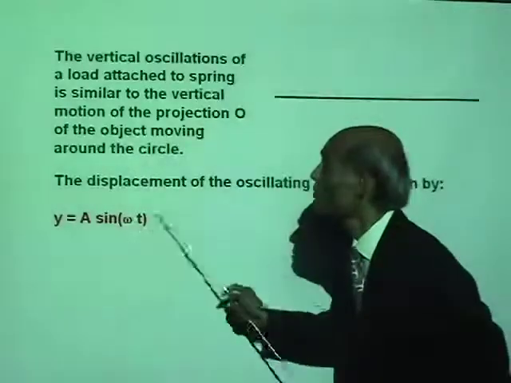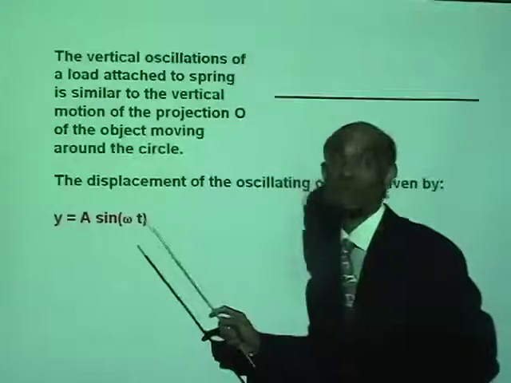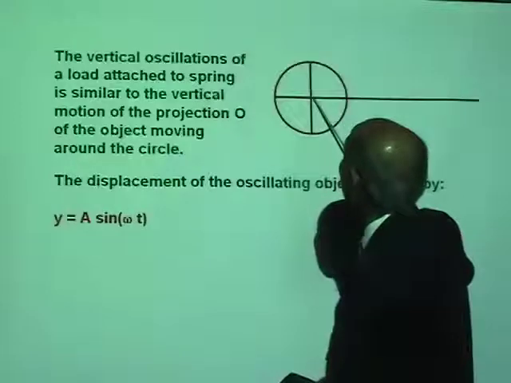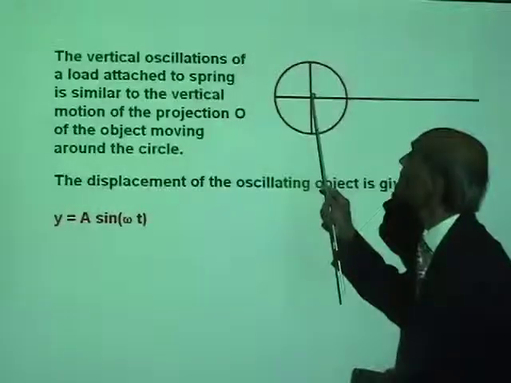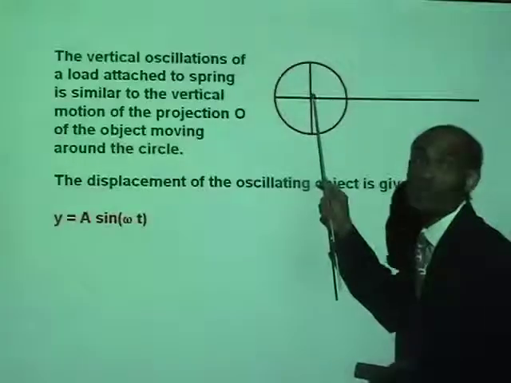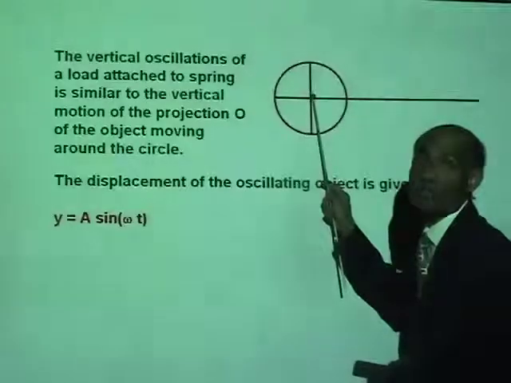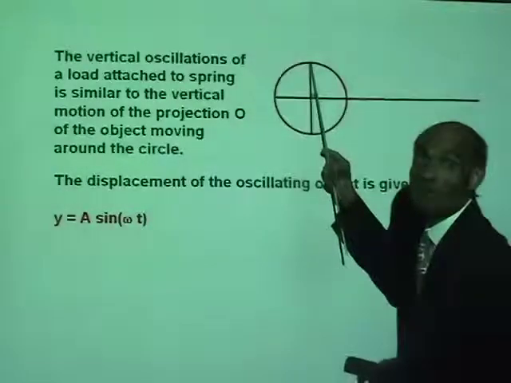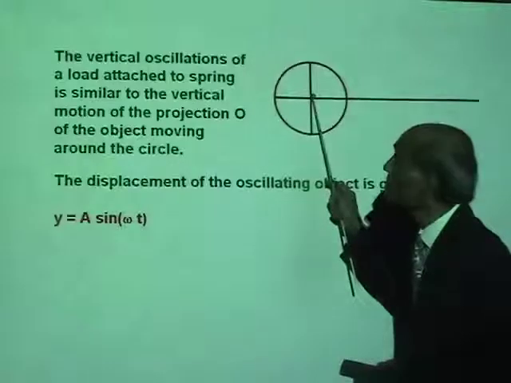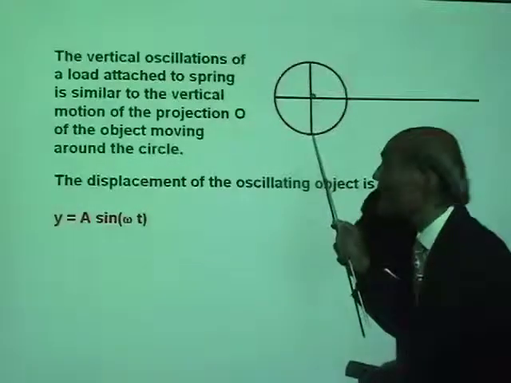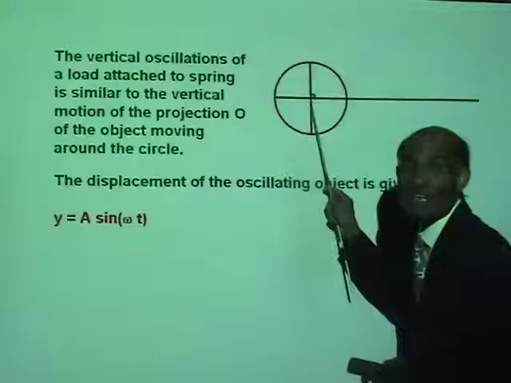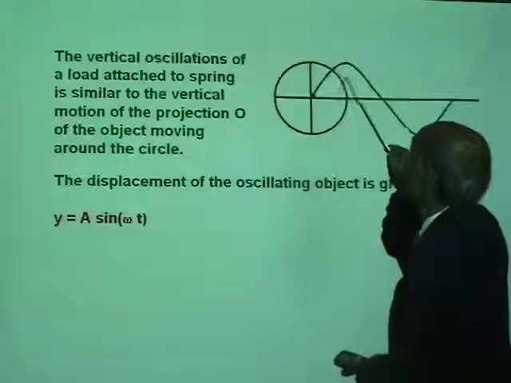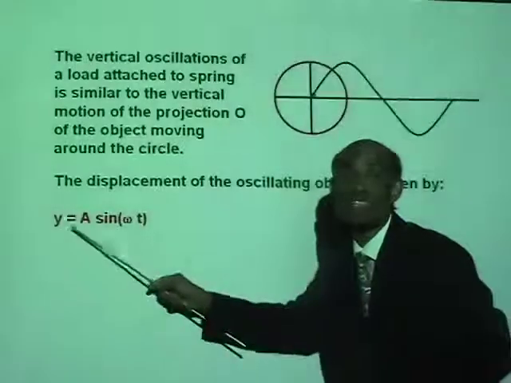Now, can you draw a graph of that, a sine graph? The displacement is given by a sine omega t, and the graph therefore will be, at t equal to 0, the object is at the origin, and as t increases, the displacement increases to a maximum, it decreases to 0, it decreases to a negative minimum, increases to 0. That is one full cycle, and the graph of the displacement will be a sine graph.